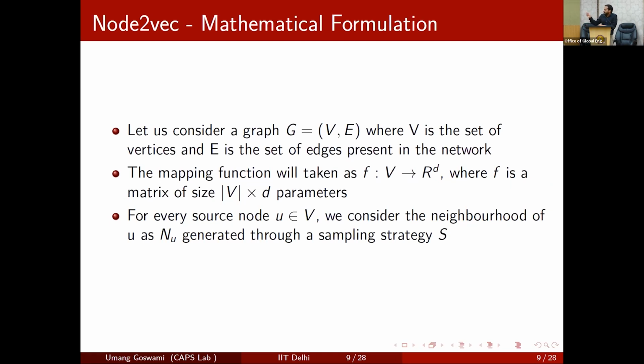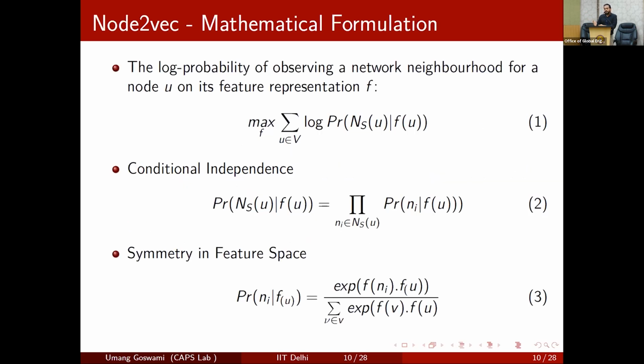S is the sampling strategy. This sampling strategy can be node2vec, DeepWalk, graph2vec. This we will be covering in the subsequent slides, and N(U) is the neighborhood of the nodes. So these are some of the terminologies, and now, what we have to do is maximize the probability of a particular node that is near to the target node.